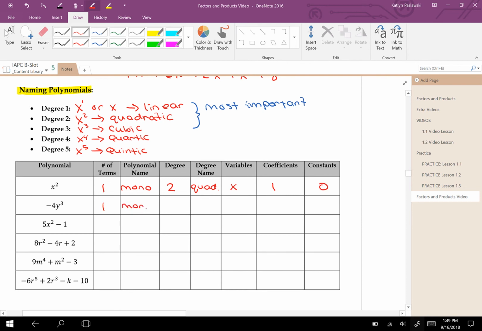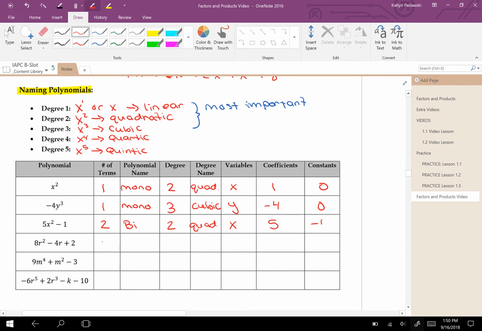Number of terms is still 1, so we call that a monomial. The highest degree, or the exponent, is a 3, so this is a cubic name. The variable we have here is y with a -4 in front of it, and there's no constant. The number of terms is separated by the subtraction sign, so we have 2. So we call this a binomial. The degree is 2, so this is a quadratic. The variable is x with a coefficient of 5, and now we have a constant of -1.